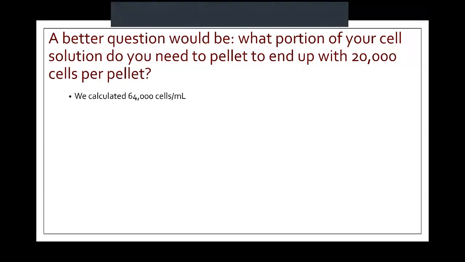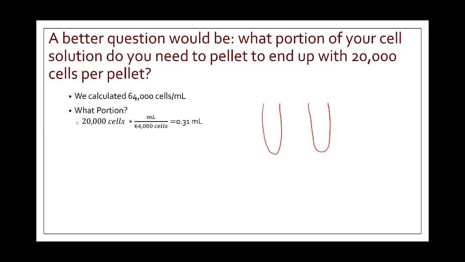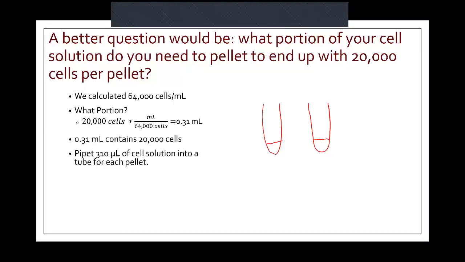Again, we calculated 64,000 cells per mil. What portion of that do we want to actually put into our tube? We've got our 2 tubes that are going to go into the centrifuge. What portion of our cell solution do we want? We can do some real easy math. 20,000 cells divided by 64,000 cells per mil is 0.31 milliliters. You might be using a micropipette to measure that. That would be about 310 microliters in each one of these, based on these calculations, right?